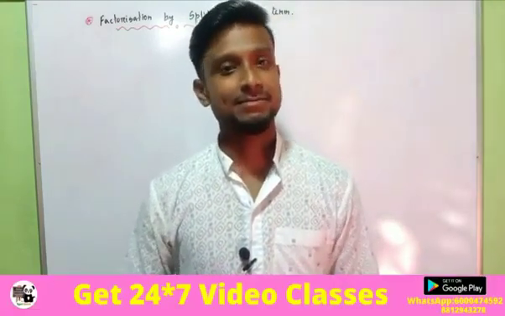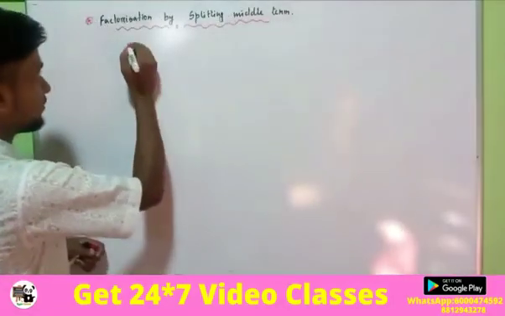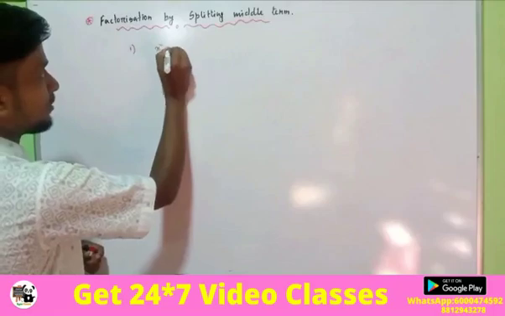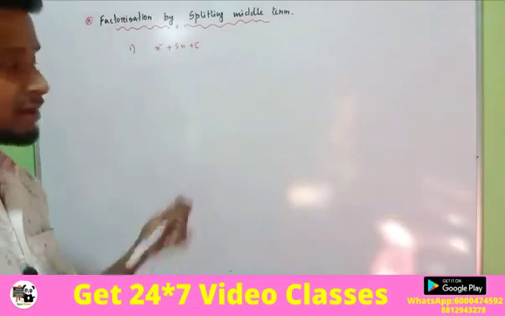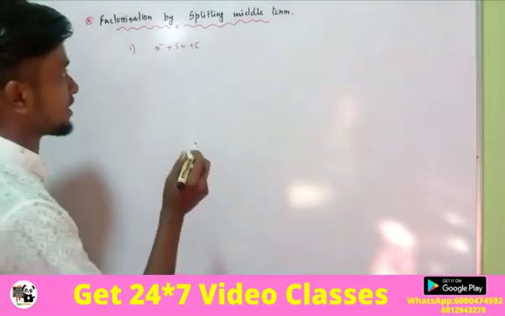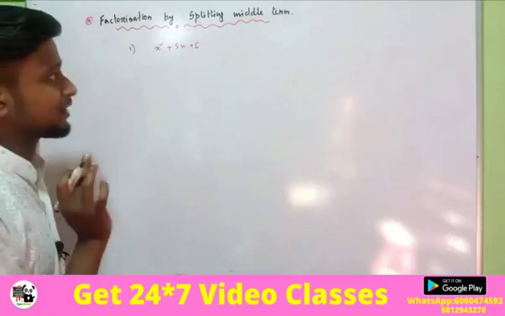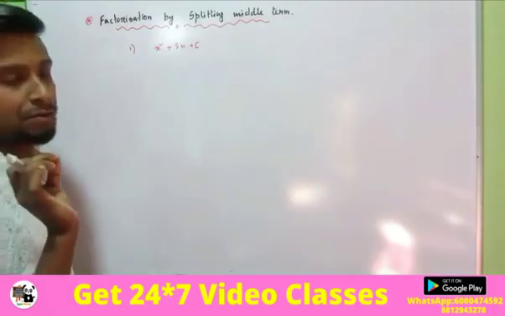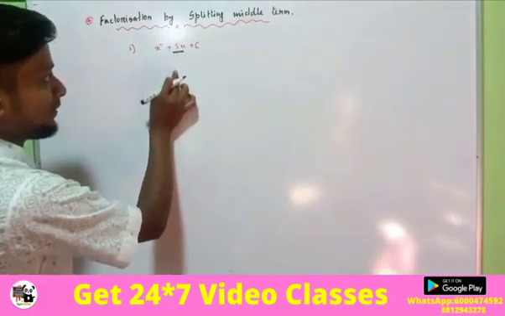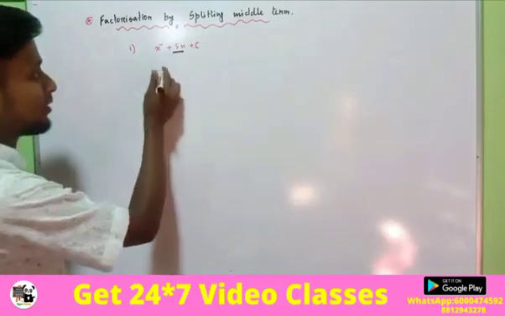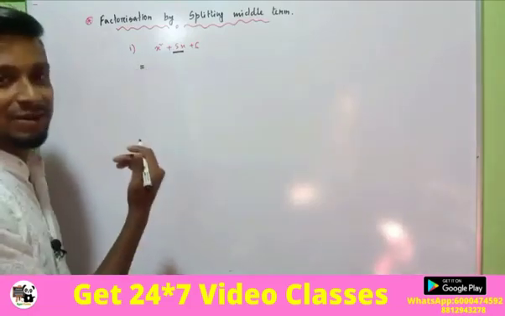Hello guys, welcome again. Today we will learn factorization by splitting the middle term. Alright, so first take some examples. First, x square plus 5x plus 6. Suppose we take any example, that is x square plus 5x plus 6. We need to factorize it by the middle term splitting method. That means we have to split this middle term. Let's see how we will split the middle term.